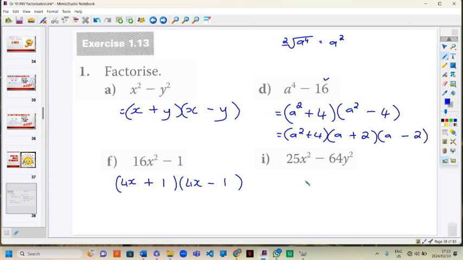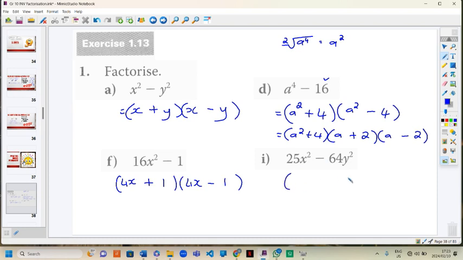No, there's nothing that can go into 25 and 64. Okay, so is it a difference of two squares? 25 is a perfect square, x squared is a perfect square, 64 is a perfect square, y squared is a perfect square.